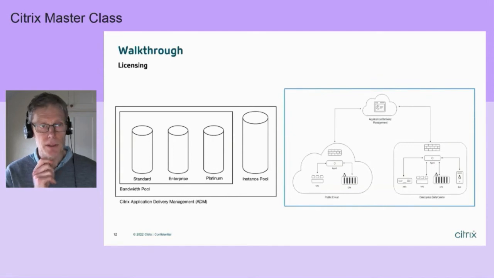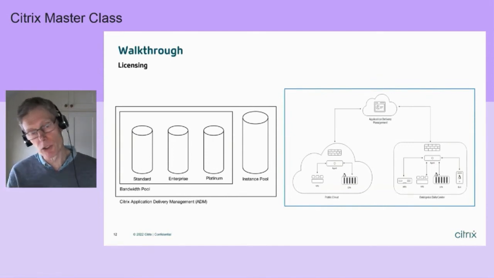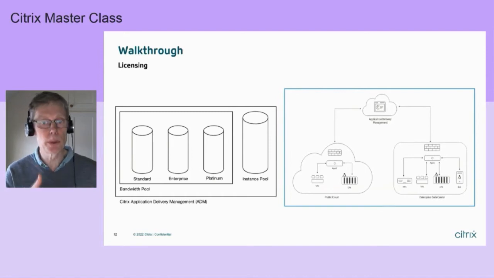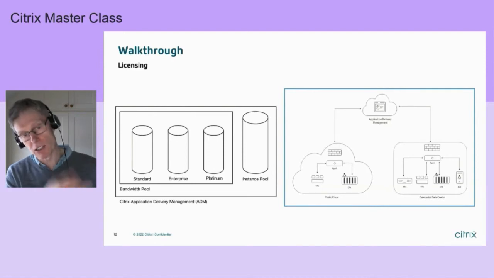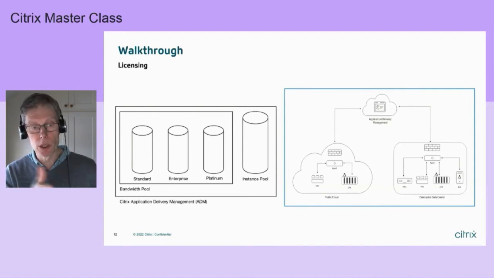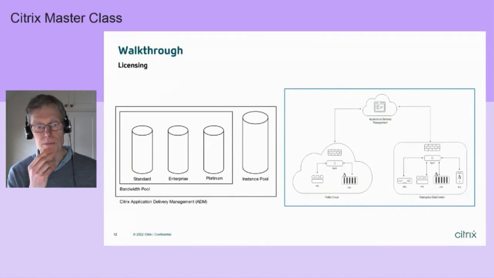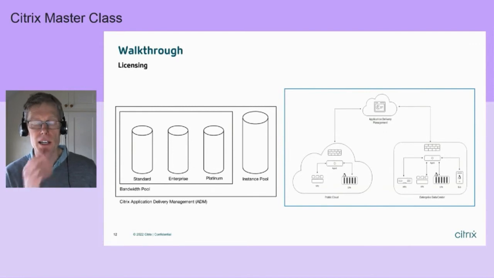So one of the things that we introduced a few years ago was this concept of a pool of capacity. So rather than it being assigned to a physical appliance, you have a subscription of capacity which exists on the ADM management platform. And that gives you a number of benefits. Fundamentally, it means, as the diagram shows, you can have different pools with different capabilities. So standard, enterprise, and platinum are our kind of feature bundles. You can also have a pool of instances, and you can then dynamically allocate capacity wherever it is you need it within your data center.